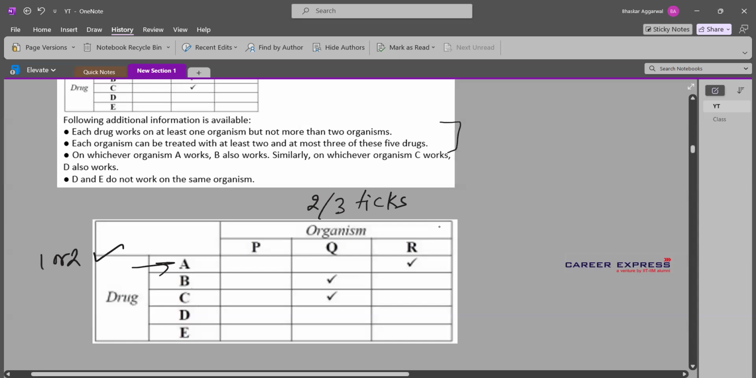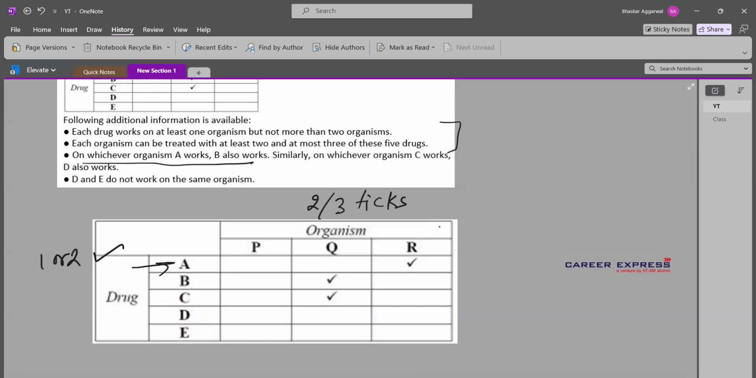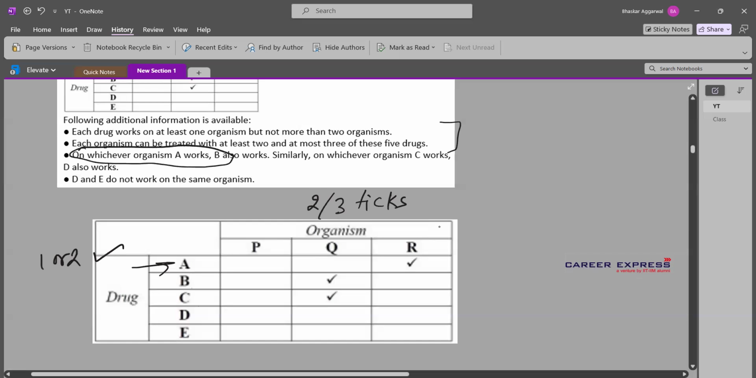Now, on whichever organism A works, B also works. Similarly, on whichever organism C works, D also works. Now, this is not the other way around. On whichever organism A works, B also works. That means if A works on P, then B must also work on P. But if B works on Q, then A may not work on Q, right? It only says on whichever organism A works, on that B must work. But on whichever organism A does not work, B may work on that organism also, right? So that is the meaning of the third point.